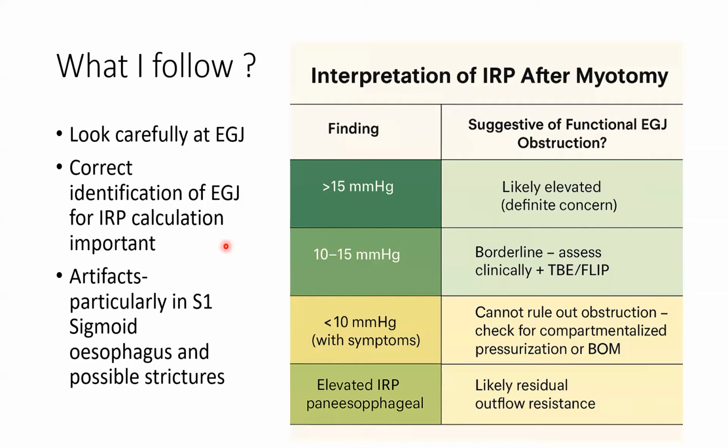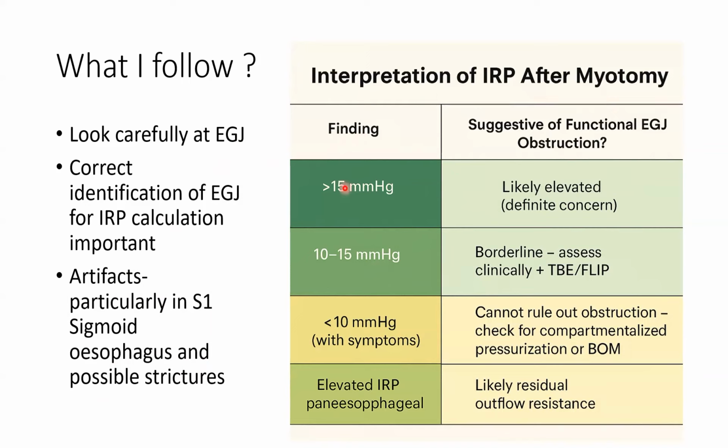So when you are doing a manometry, make sure your placement of your lines is absolutely correct. Look for artifacts, particularly if you have sigmoid esophagus or doubt of a stricture on endoscopy. Probably do an endoscopy first, because sometimes that angulation may itself be causing a false sense of a LES, and that will give you a falsely high IRP. Once we have shown that we have placed correctly, these are some broad guidelines. These are not evidence based, but this is what I usually follow.